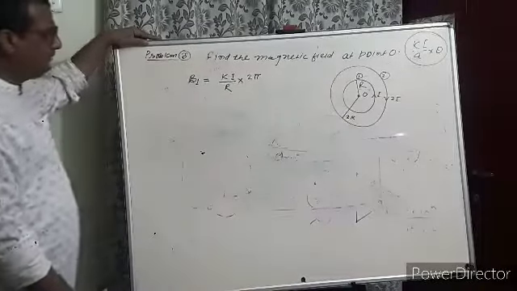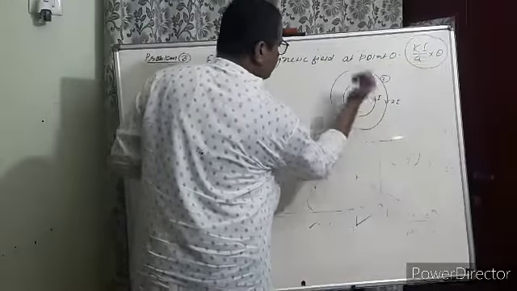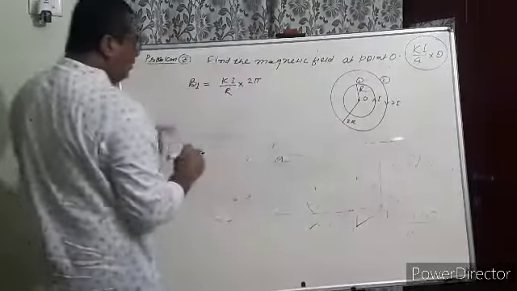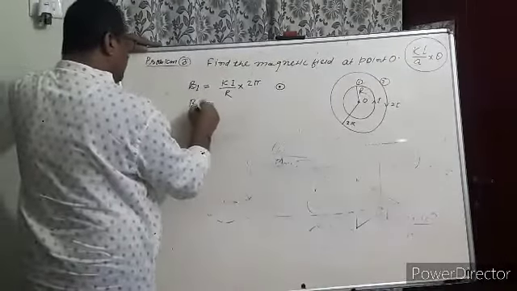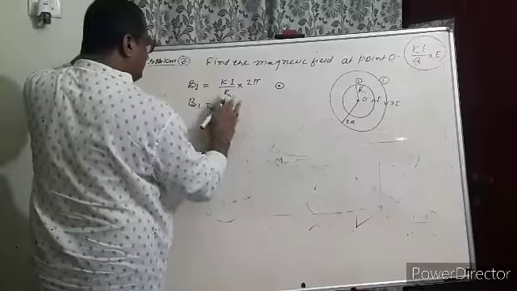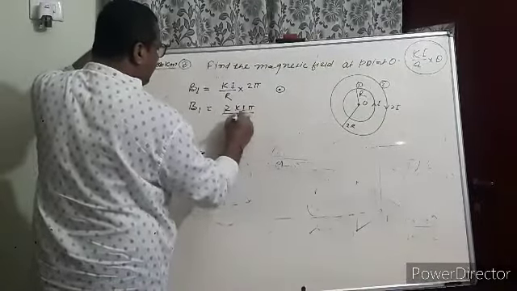Angle will be 2 pi. Now direction. This is the current direction, so the thumb is going outward. So the magnetic field will be outward. Then this B1 will be equal to K I 2 pi divided by R, outward.